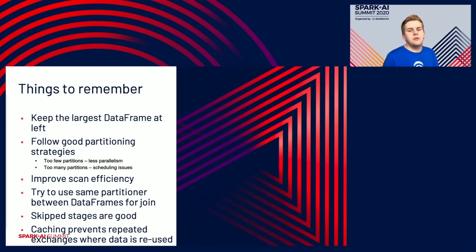Some other things to remember when trying to optimize your joins are you want to always keep your larger data frame on the left-hand side. Spark is going to implicitly try to shuffle the right data frame first. So the smaller that is, the less shuffling you have to do. And then as Kira has already mentioned, you want to take good partitioning strategies, find that sweet spot for the number of partitions in your cluster. And then you want to try and improve the scanning of your databases.